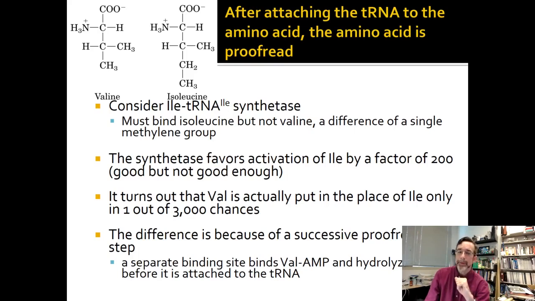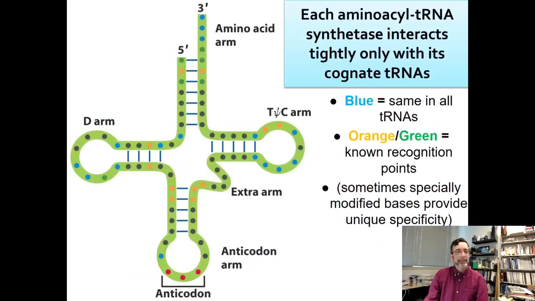I believe this is on the same enzyme, but it's a different binding site that will bind valine AMP and hydrolyze it. So that's the way that you do it. You have a proofreading step that will destroy accidentally made valine so that isoleucine is what persists. Very elegant solution, actually.